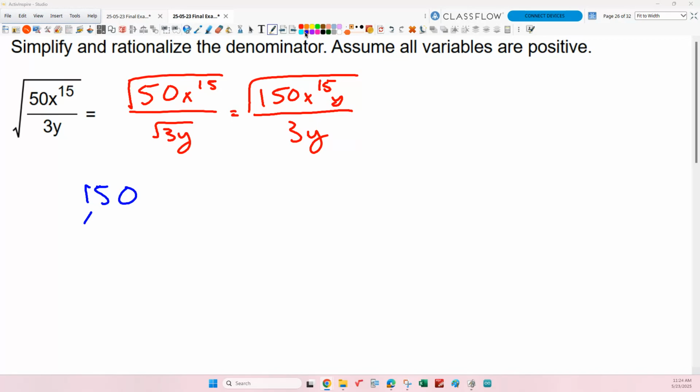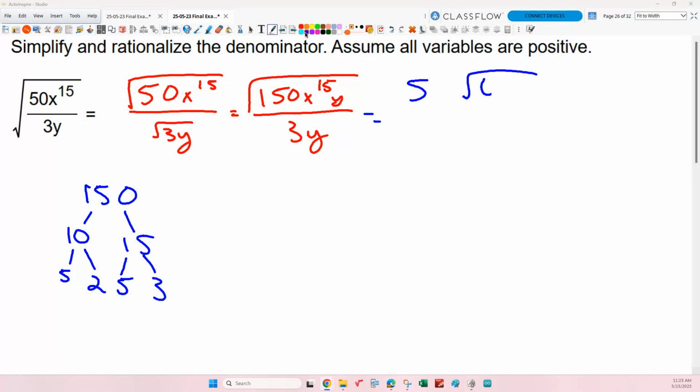Ten and 15, we can do that. So we got 5, we got 2, we got 5, we got 3. So what was on the outside? 5. What's on the inside? 6. So 5, I'm going to leave a little space, and we'll do 6. Okay, what about my x's?